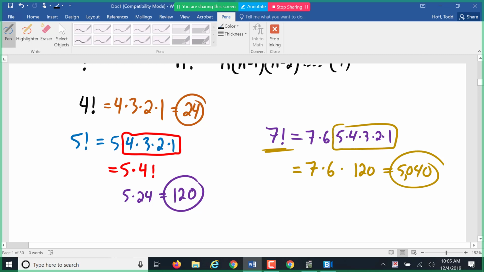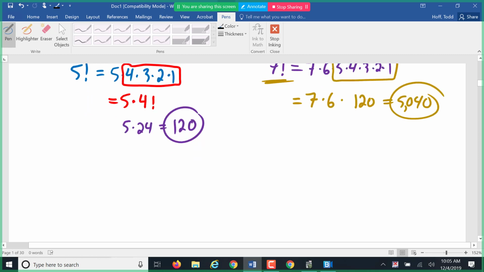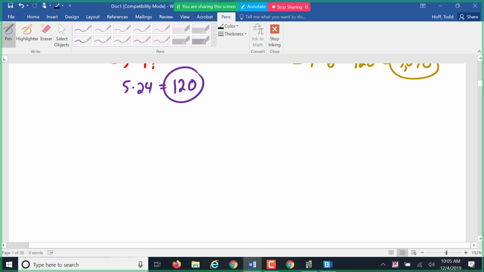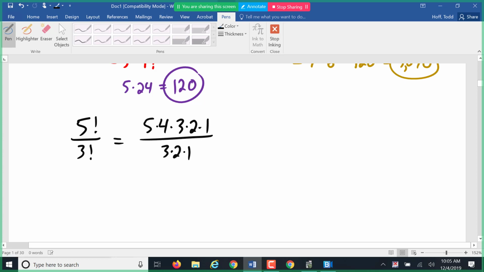The next property of factorials that we want to talk about is dividing factorials. 5 factorial divided by 3 factorial. Well, 5 factorial is just 5 times 4 times 3 times 2 times 1. 3 factorial is 3 times 2 times 1. What we notice is those terms just divide out of our fraction. So we're left with simply 5 times 4.